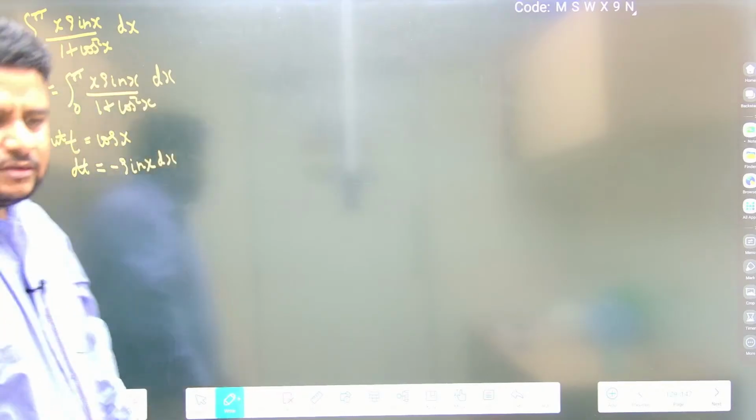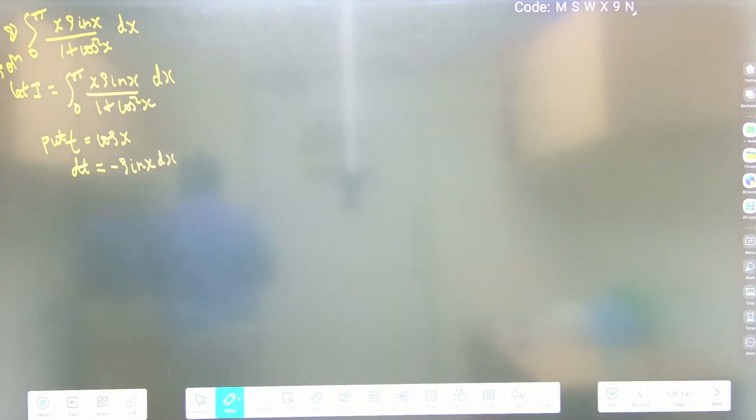Let me have a look at this question. What is the question that we have? Sin x by 1 plus cos square x, correct na? Let me check the question once. Okay. Now the question is correct. The integral from 0 to pi of x sin x by 1 plus cos square x is there.